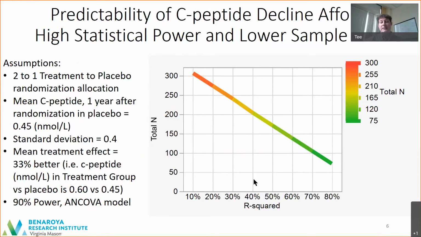And then what we see is that for something like the QR, which has an R squared or predictability between 50% and 60%, we need about half the amount of subjects, say around 150, to show a pretty small treatment effect compared to if our metric was not predictable and our R squared value was not as good at 10%, we need about twice as many people.